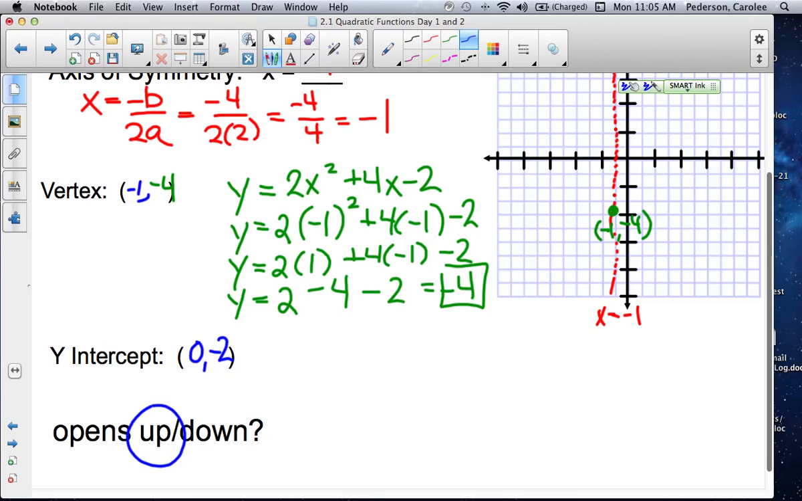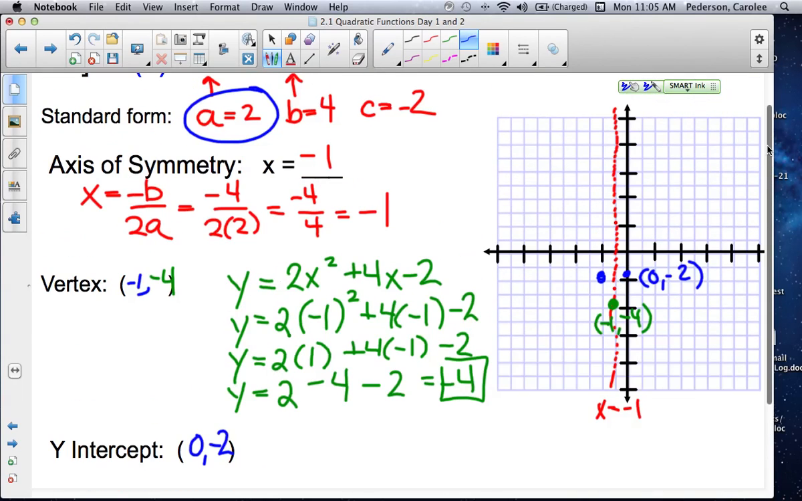I can also graph that y-intercept, over 0, negative 2. Remember symmetry. I should have another point right here. And now I can graph that parabola. The parabola opens up. And that's just a quick sketch. I haven't identified the x-intercepts. We'll leave that to the next slide.